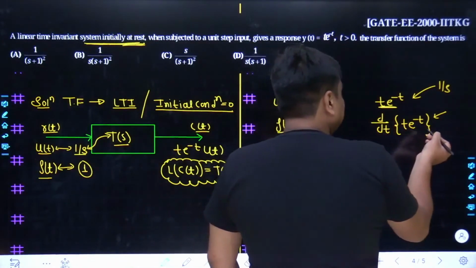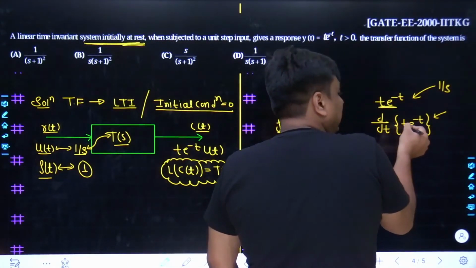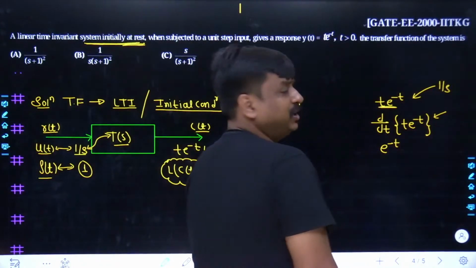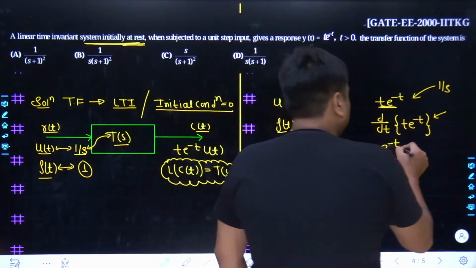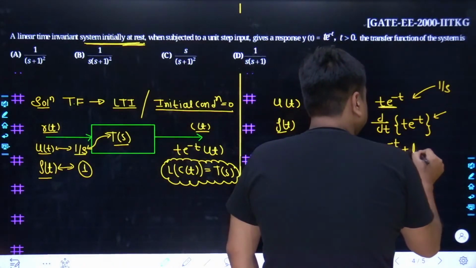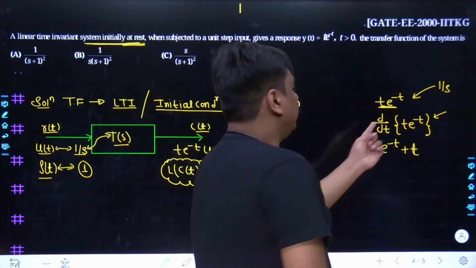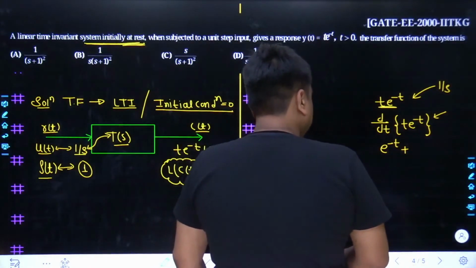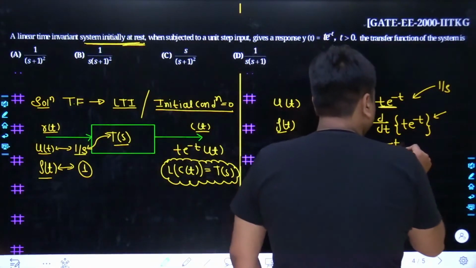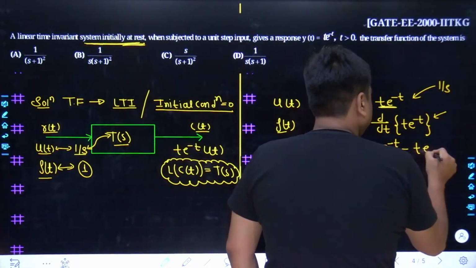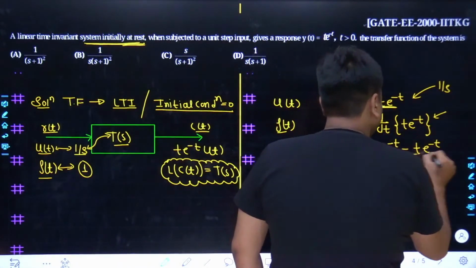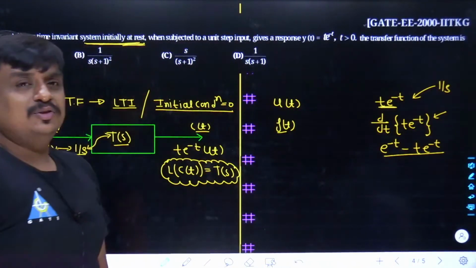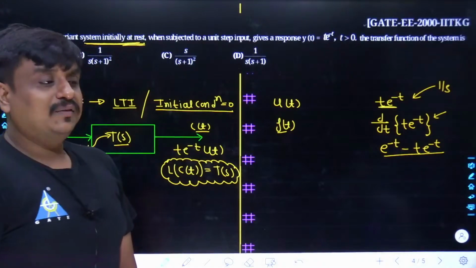We'll take differentiation by parts. Let me differentiate t with respect to t first. So the factor which has been left out is e to the power of minus t. And secondly, t is kept as it is, and now it's time to take the differentiation of e to the power of minus t. So here it's been t e to the power of minus t, and this is the response because of unit impulse. And once you take its Laplace, you'll get the transfer function of the given system.